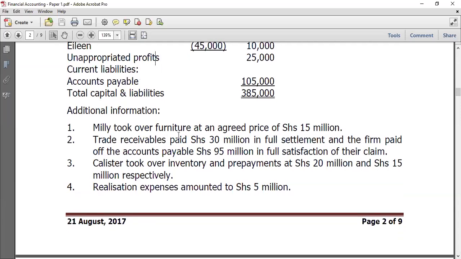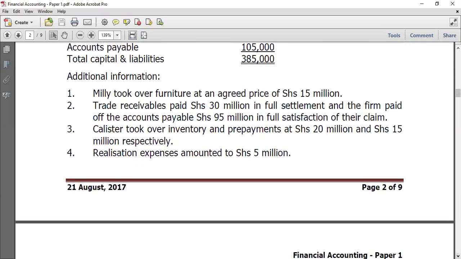So they're telling us that Millie took over furniture at an agreed price of 15 million shillings. Trade receivables paid 30 million in full settlement, and the firm also paid off accounts payable worth 95 million in full satisfaction of their claim. They are telling us that Calista took over inventory and prepayments at shillings 20 million and shillings 15 million respectively. Realization expenses amounted to 5 million.